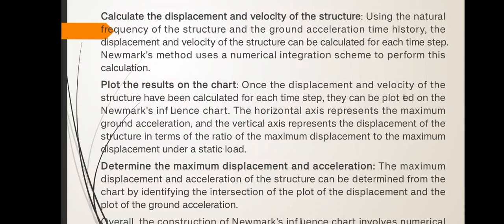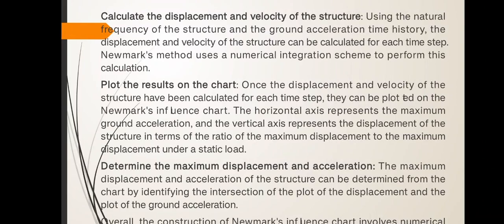Once the displacement and velocity of the structure have been calculated for each time step, they can be plotted on the Newmark influence chart. The horizontal axis represents the maximum ground acceleration and the vertical axis represents the displacement of the structure in terms of the ratio of the maximum displacement to the maximum displacement under the static load.